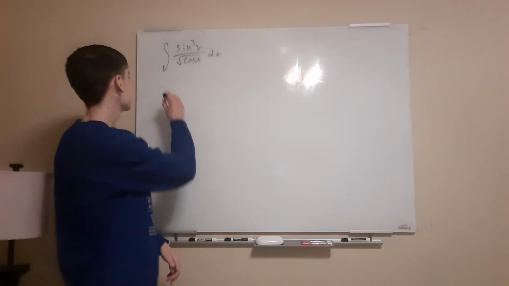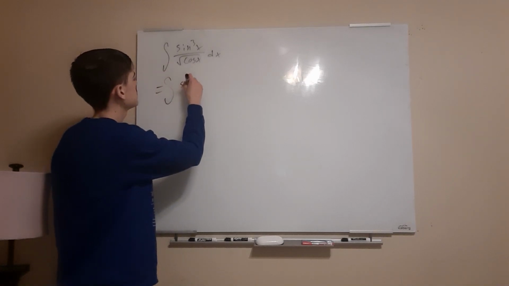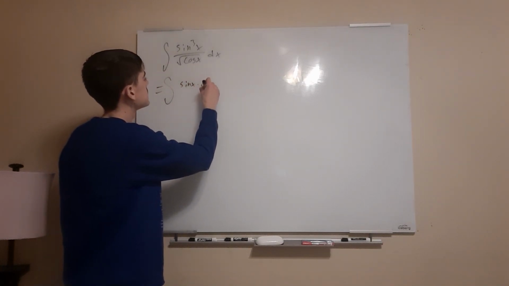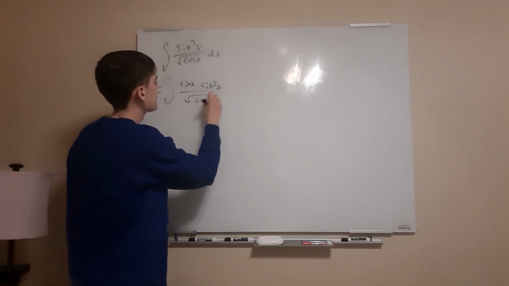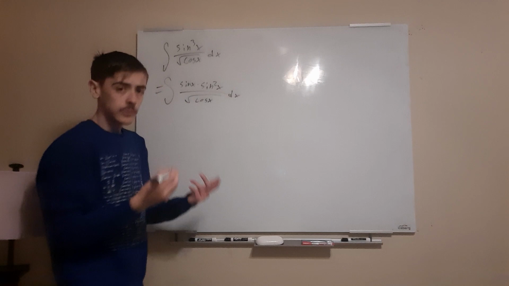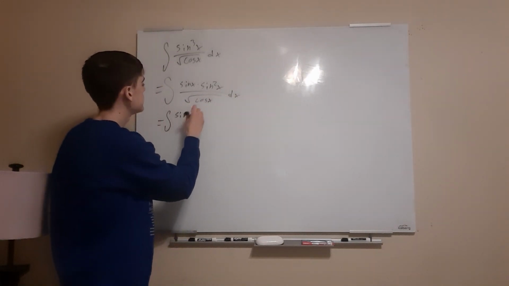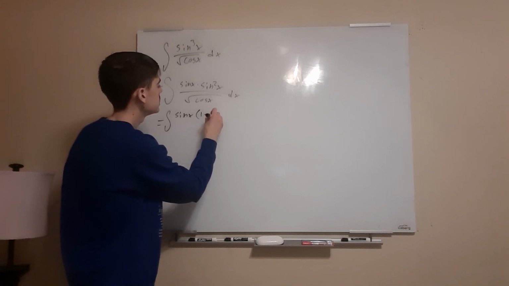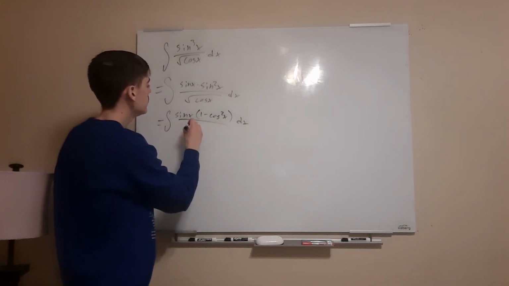We can actually fix that. We just have to break up sine cubed into sine x times sine squared x over the square root of cosine x still, and then our dx. The reason for doing this is because sine squared x is actually the same thing as 1 minus cosine squared x.